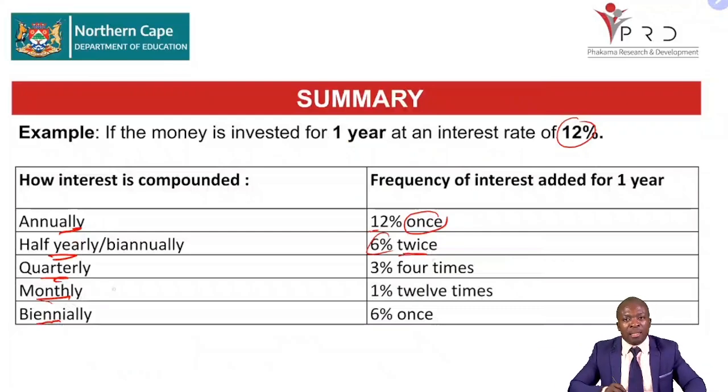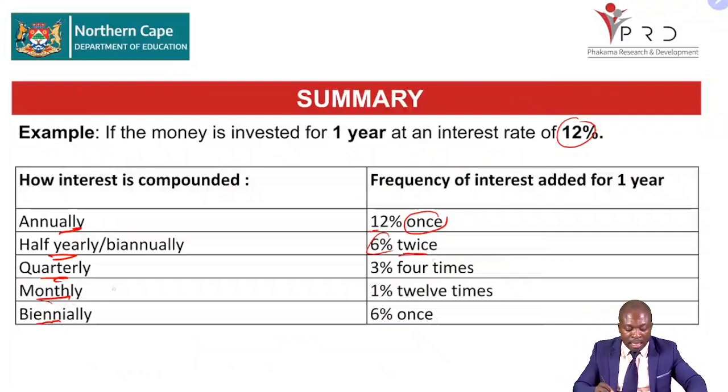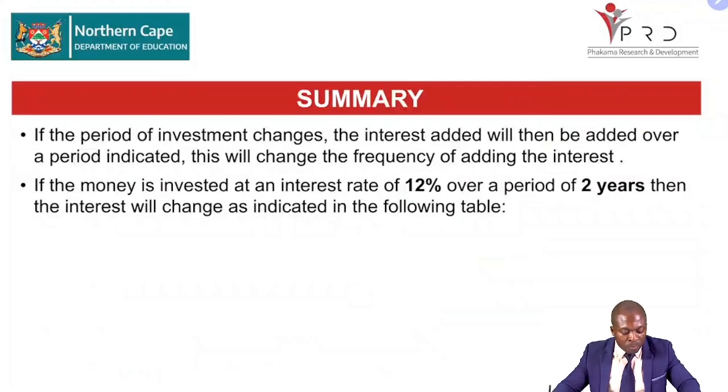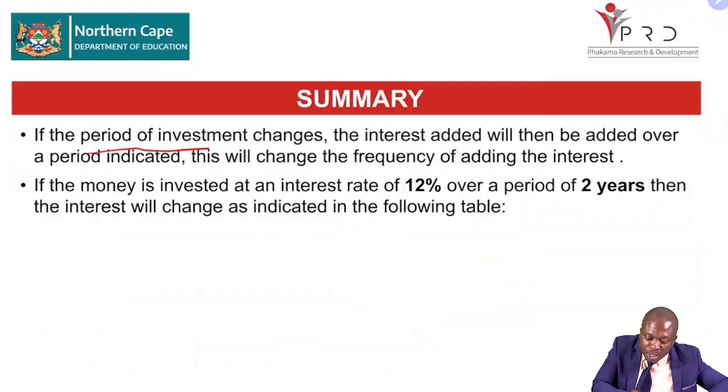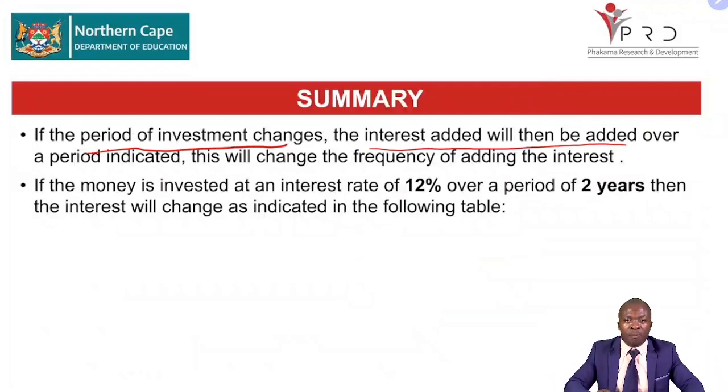Then quarterly. How many quarters are there in a year? 4. Whenever you hear quarterly, think of term 1, term 2, term 3, term 4. That's the whole idea. Then, if the period of investment changes, the interest added will then be added over the period indicated.